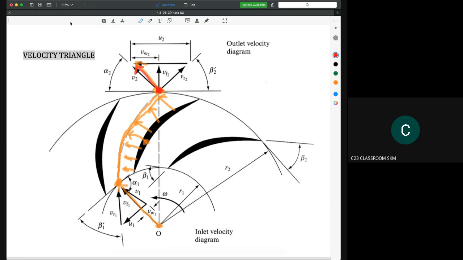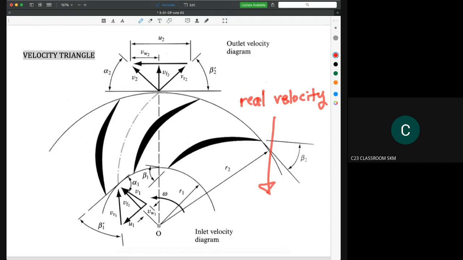So now we would like to see how we could draw the velocity triangle. The first thing that you need to draw is the real velocity. In this situation, we call it the absolute velocity.